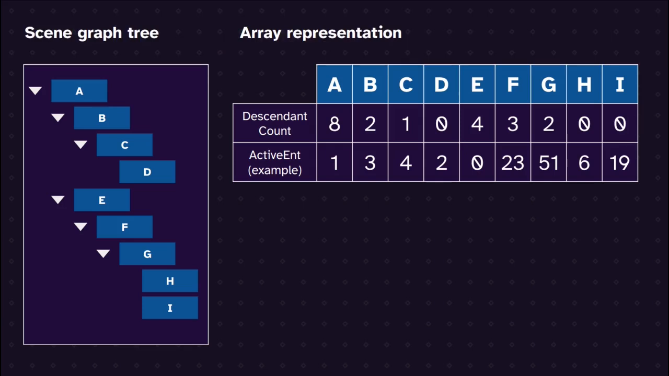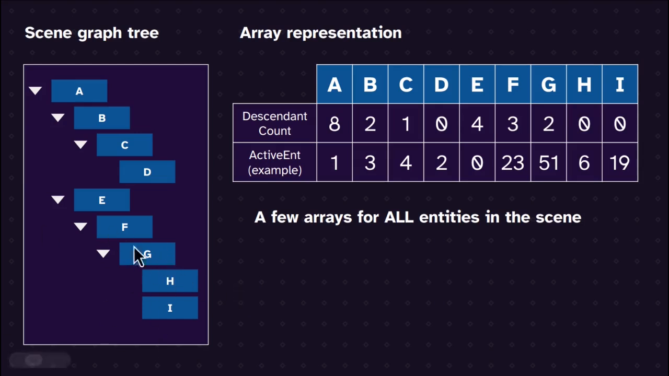The ID registry for active ents is elsewhere, but the implementation of the parent-child scene graph is actually pretty funny. To represent a parent and child, we got just a few arrays for all the entities in the scene. We got an array of descendant counts. So if we look at entity G here, G has two descendants, H and I, just two children, and F has three, G, H, and I. So F has a three.